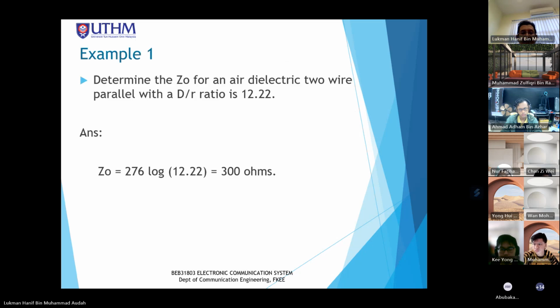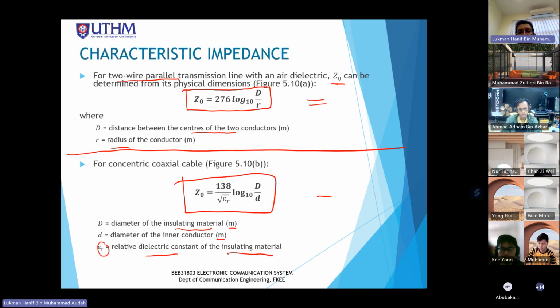And for your information, this coaxial cable will come out in the final exam later. There is a sub question about coaxial cable given in the final exam, and this equation also will be given in the final exam: 138 over square root of epsilon r log D over d.